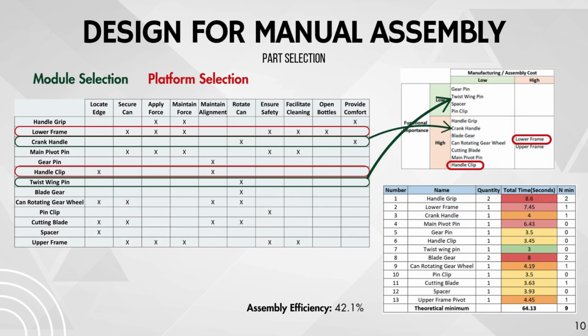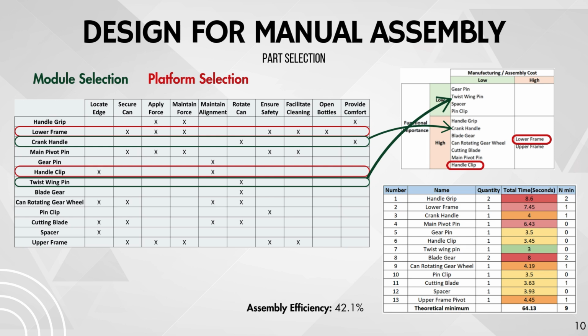The highest impact parts were found by analyzing the assembly's manual assembly time per part. The two highest assembly time parts are the handle grips and blade gears, but they each need to be a quantity of 2. The next top parts are the lower frame and the crank handle. The handle clip and twist wing pin were also selected for part consolidation. As seen in the quad chart, the lower frame is ideal for redesign, and the handle clip being the same material made it ideal for consolidation.